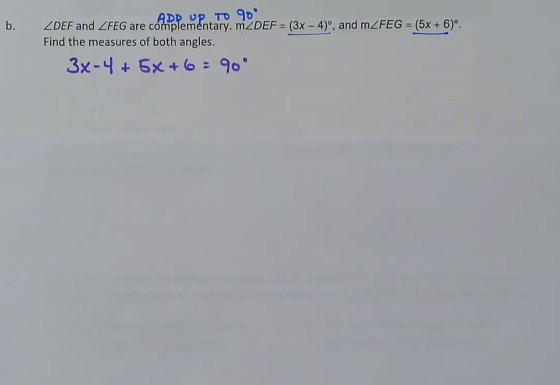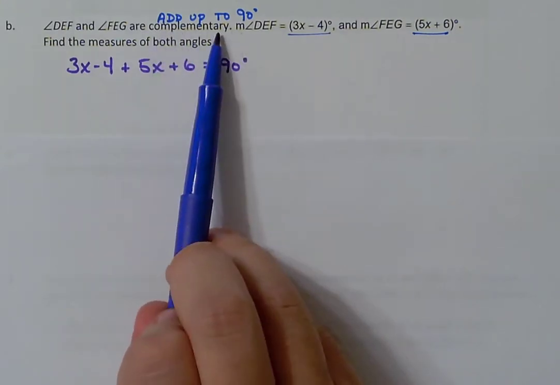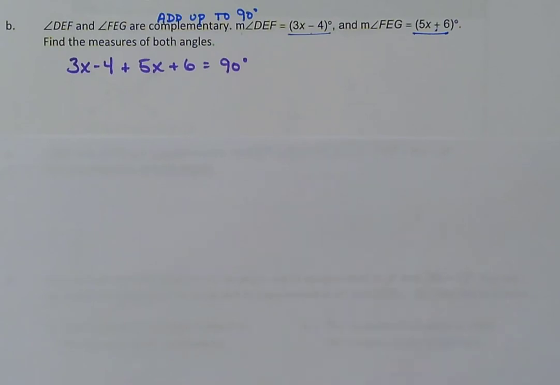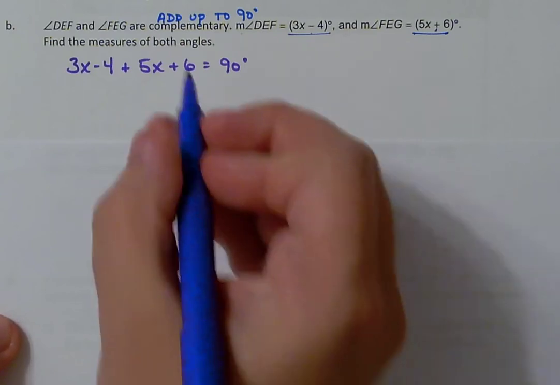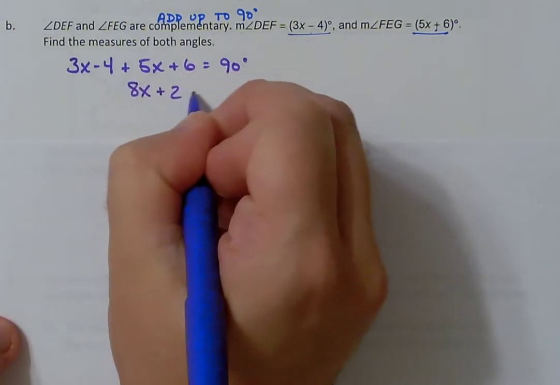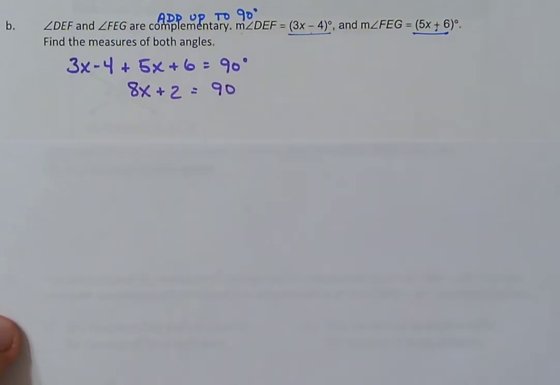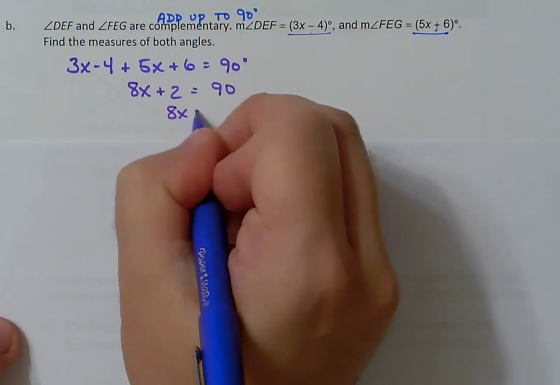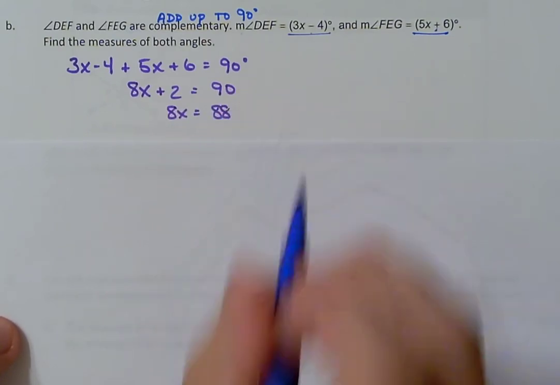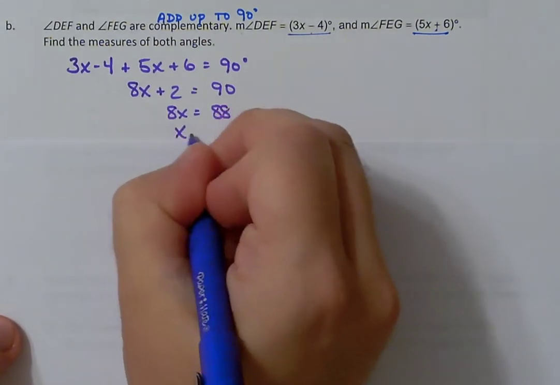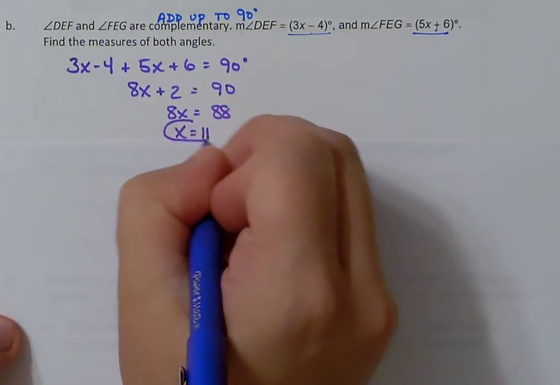Again, the reason why I know that is because it states they're complementary. This means these two have to add up to be 90. All right, so you're just going to go through and use your algebra solving skills from here. So if we combine like terms, we get 8x plus 2 equals 90. If I subtract 2, I get 8x equals 88. And then if I divide by 8, you get x to equal 11.